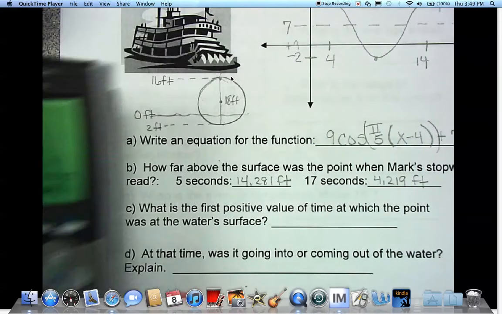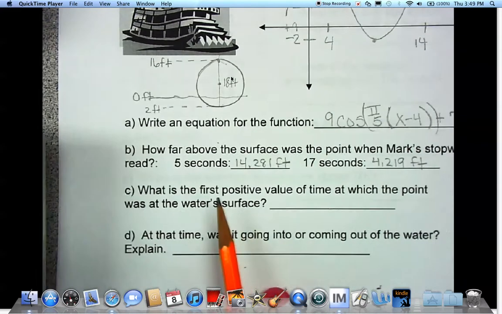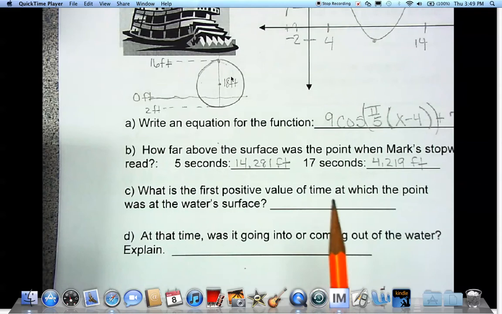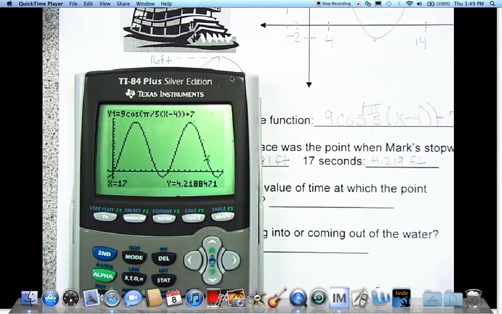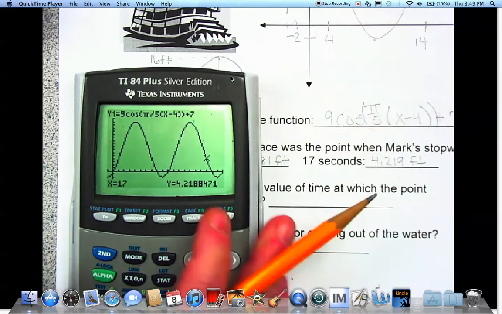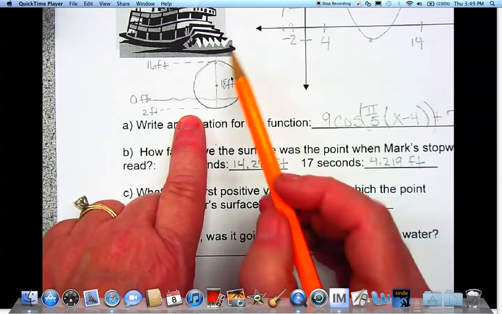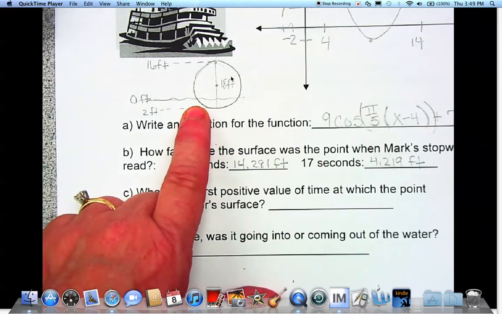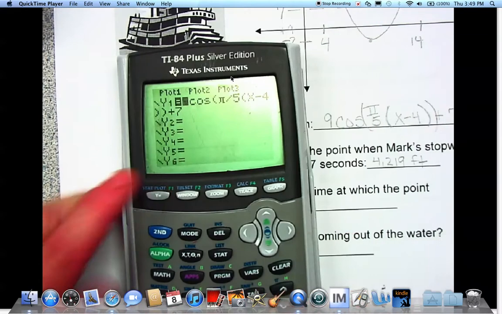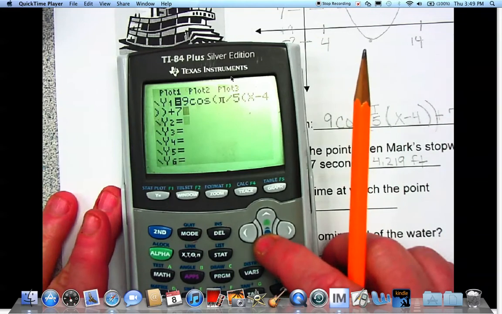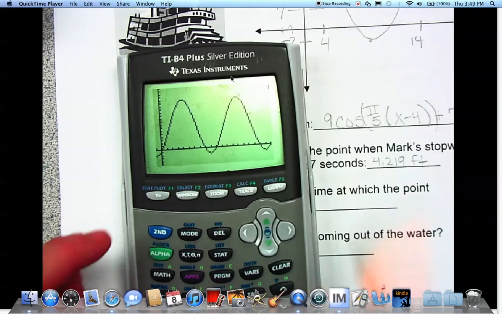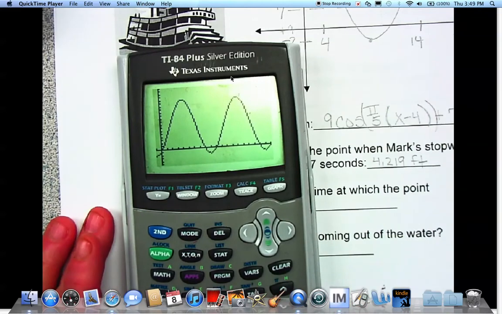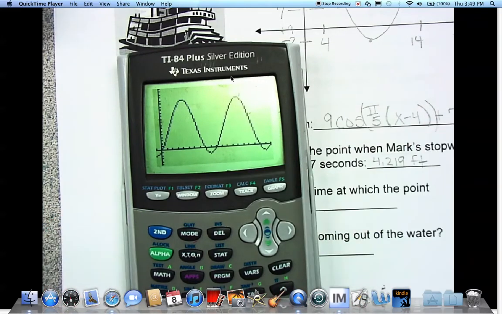What is the first positive value of time at which the point was at the water surface? So where's the water surface on the graph? Look at the wheel. Oh, it's 0. So in y2, we'll put 0, and graph it. You can't see it because it's right on the axis.